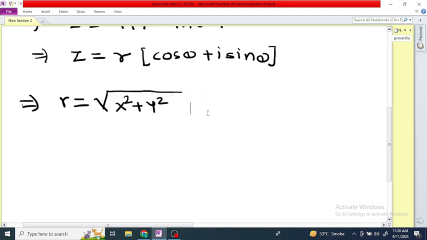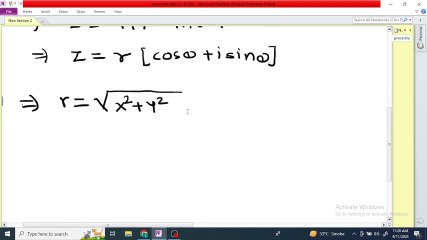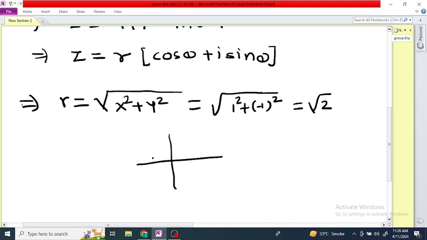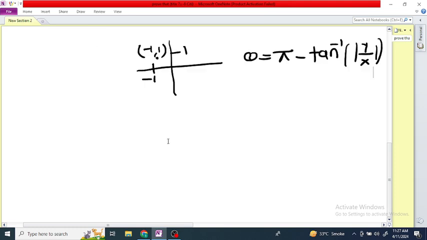So here what is given: x is -1 and y is 1. So what is r here? r is equal to the square root of 1 squared plus (-1) squared, so this is equal to the square root of 2. Now the location of the given complex number is in the second quadrant, that is (-1, 1). So here theta is equal to pi minus tan inverse of mod of y by x. So we can use this formula to find theta.